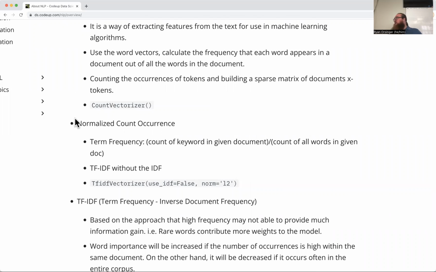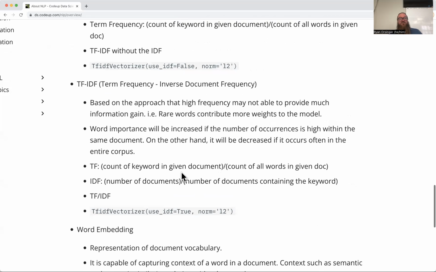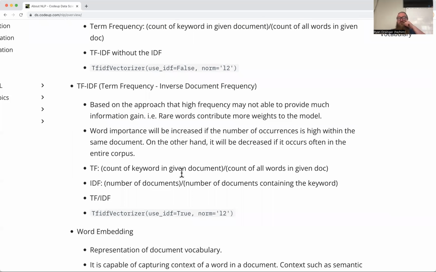Some ways of getting a little more sophistication statistically here, or at least algebraically, is the normalized count occurrence. So we take our term frequency, and that's our count of keywords in a given document, and we divide that by the count of all words in the document. So we get percentages for each. Now that's still pretty naive. Now something that's a little more powerful is this thing called term frequency inverse document frequency. And we're going to work with this.